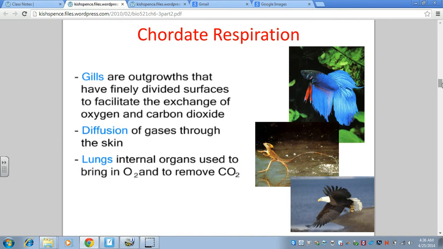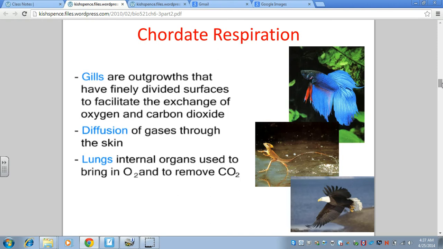So chordate respiration: some of them breathe using gills, which are outgrowths that have fine surfaces that allow diffusion of gases across them. Usually if they have gills, then they live in water.